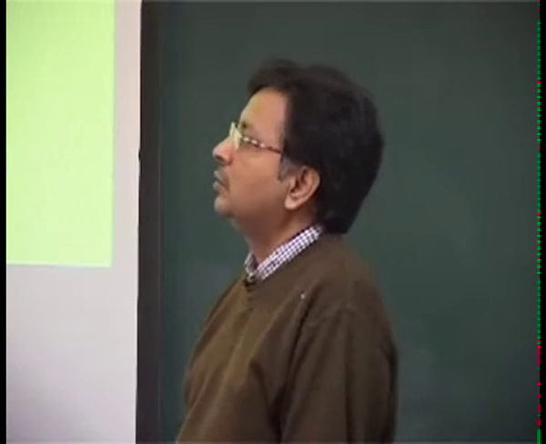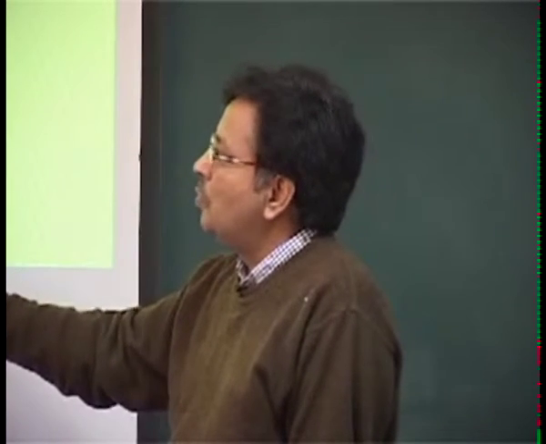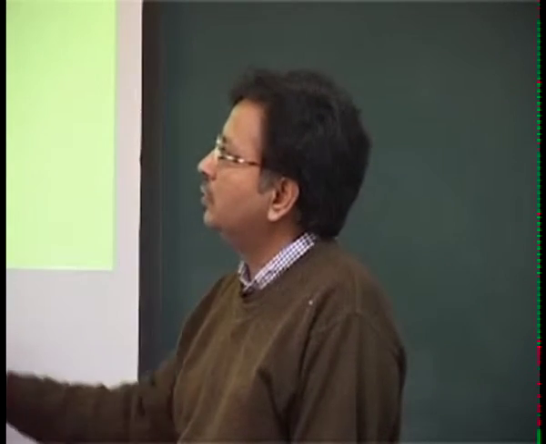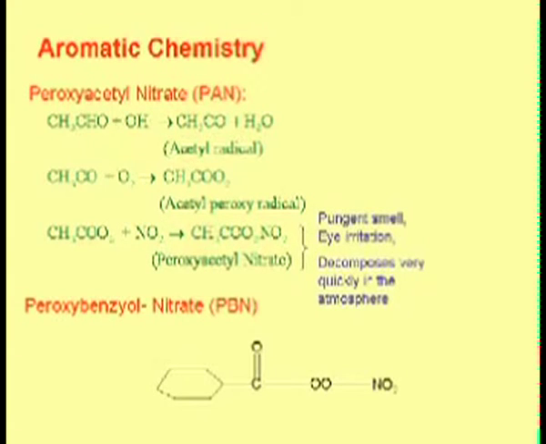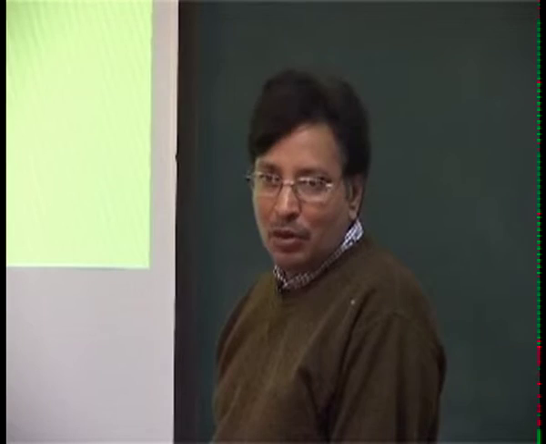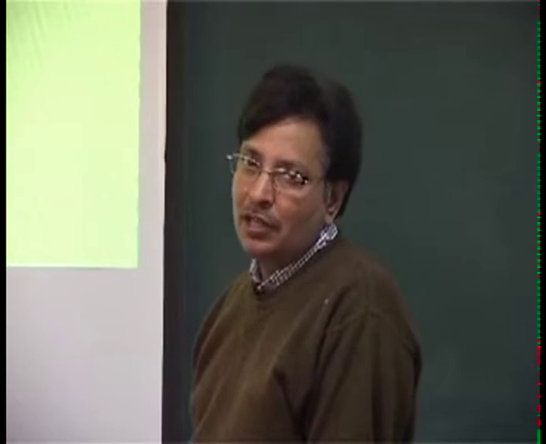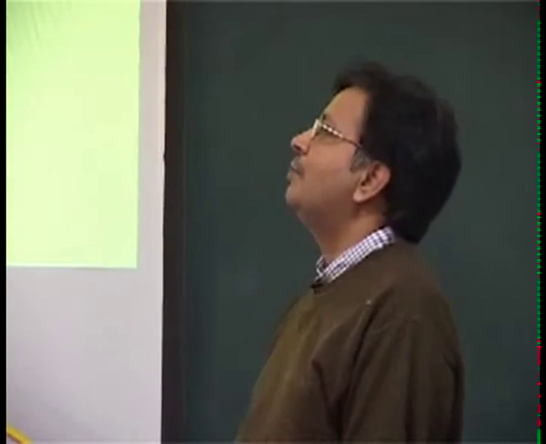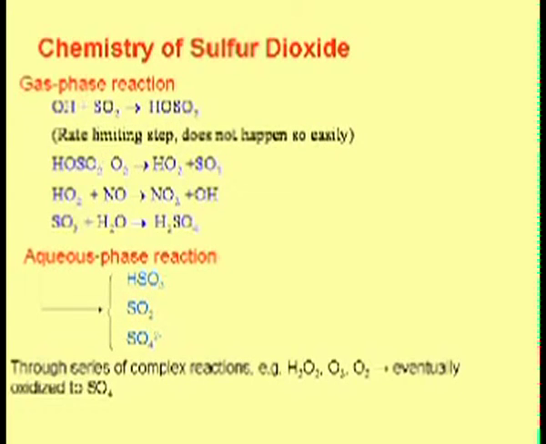PBN is also serious, and PAN forms more than this one, because other aldehydes are there, and this also is formed in the atmosphere. Just for your knowledge, you should know what PAN is and what PBN is. These are the problems, but the control of these compounds is only through control of the hydrocarbon species, which people do attempt.